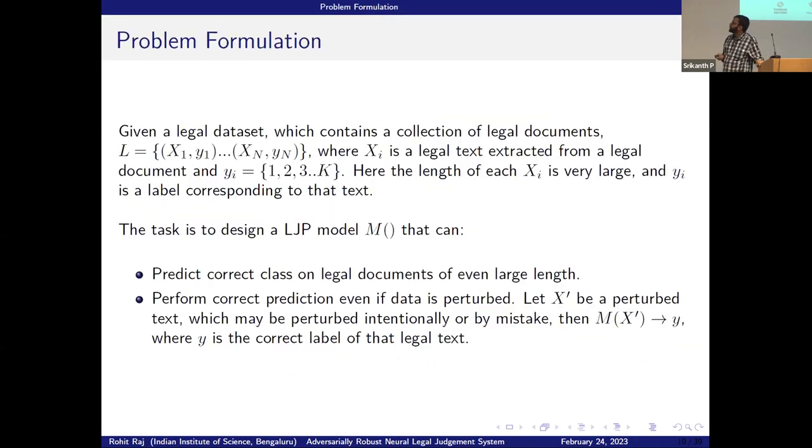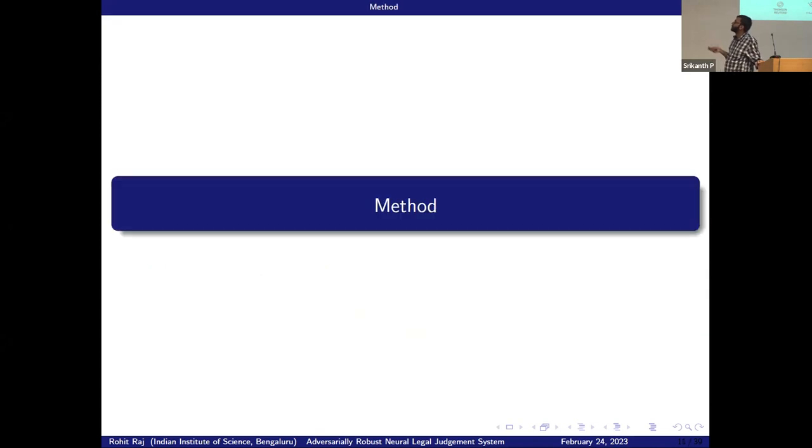I can formulate the problem statement as follows. Let's say we have a legal data set where L denotes the legal data set, and X1, X2 are the legal texts corresponding to that. These texts are of very large length, and the labels may be for multi-class or binary classification. The task is to make a model which can work on large-length documents, and if someone intentionally or by mistake perturbs the text, let's say X dash is the perturbed text, then the model should also perform well on the perturbed text.